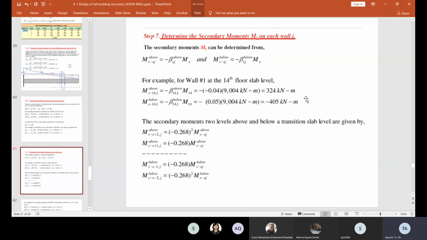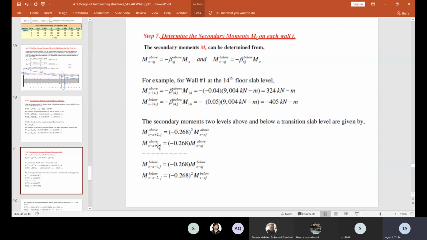And then also for the secondary moment at 2 levels above and below, means at level above 15 and 16, the above is 15 and 16, and then below 14 is 13 and 12. So we can calculate the moment by using this equation. Negative 0.26 x squared multiplied by the moment above, and then this one x plus 2, x plus 1.